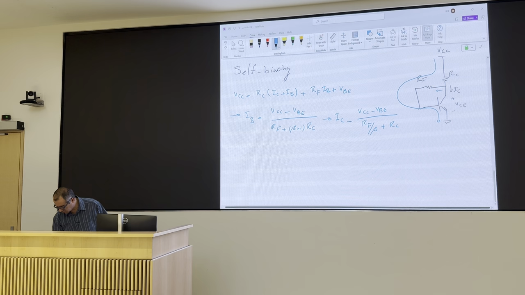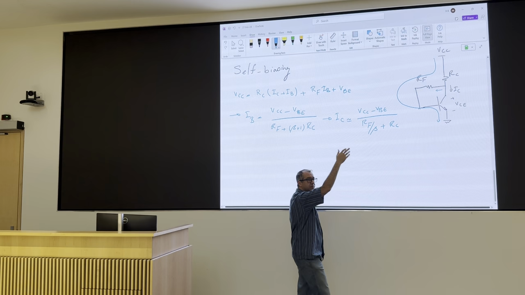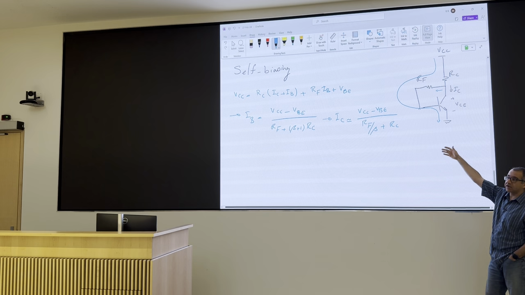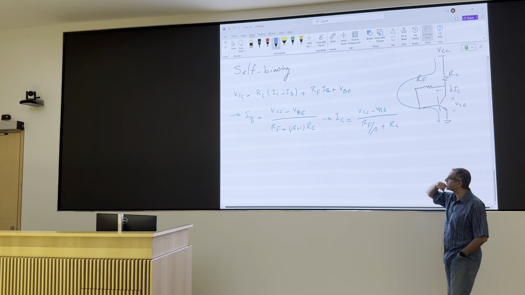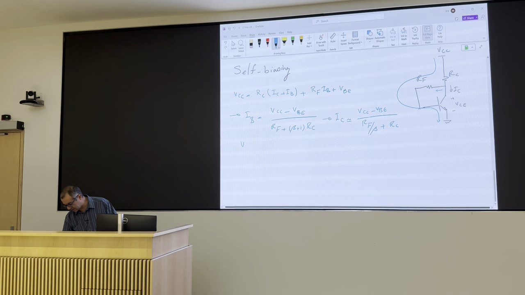By choosing, if I know my RC, because sometimes that's coming from your gain or other considerations, right away I can figure out what RF I need to use to give me the IC that I need. And VCE is easily calculated as well. VCE in this circuit is VC, since the emitter is grounded, and that's basically VCC minus IC plus IB RC, or you can go up to RF, or you can say it is VBE plus RF.